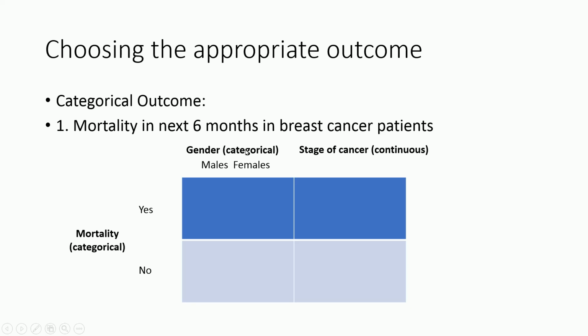So we've got two different types of variables on the x-axis, and on the y-axis we've got mortality, yes or no. So essentially we're taking the two variables on the x-axis and trying to predict whether a patient dies or survives in the next 6 months. So this is another model of analysis that we can do based on the type of outcome. In this case, it's a categorical outcome.